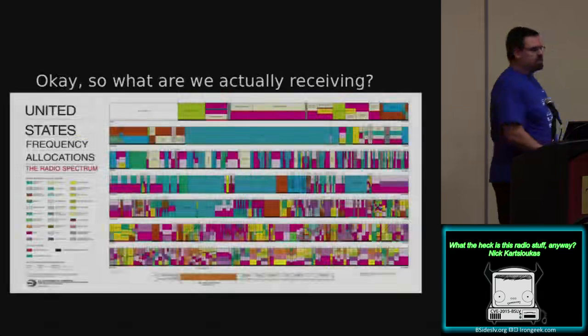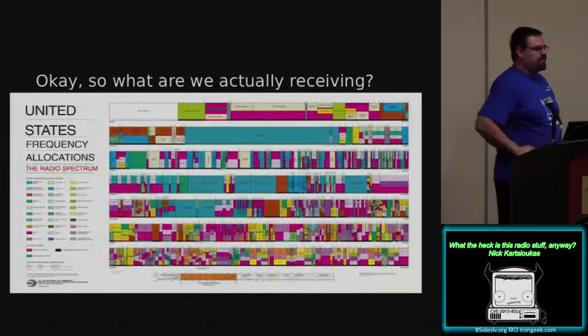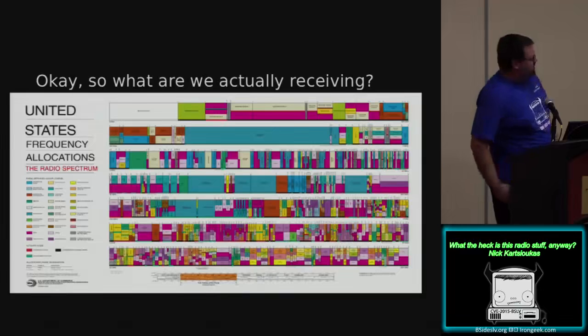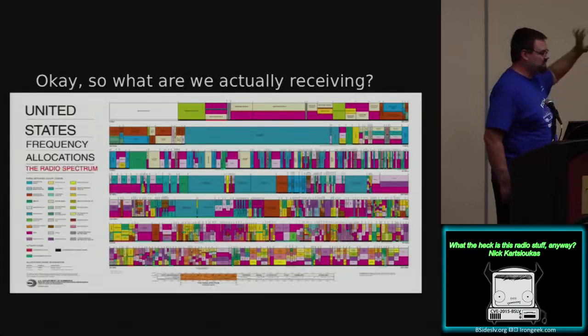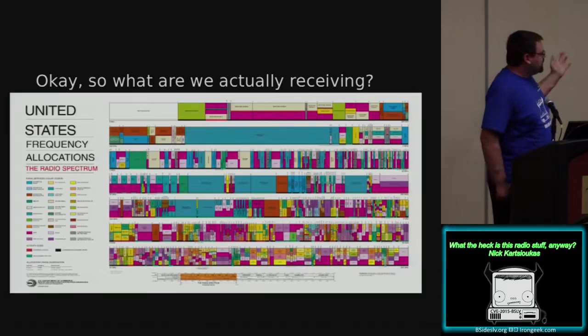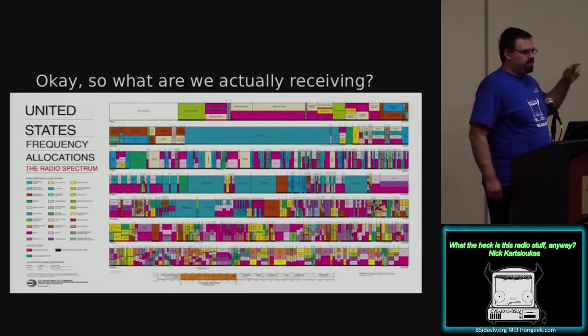What is it we are actually receiving? This is a chart of the United States frequency allocation spectrum. It has a ton of stuff on it. This usually comes in a 24 by 36 poster, and you got to get really close to actually see what is going on. This covers from 3 kilohertz to 300 gigahertz, and a hertz is just a measurement of the cyclic rate of a signal.